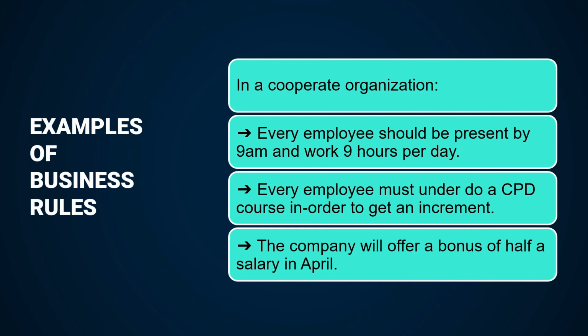In a corporate organization, these are examples of business rules. Every employee should be present by 9 a.m. and work 9 hours per day. Every employee must undergo a CPD course in order to get an increment. The company will offer a bonus of half a salary in April.